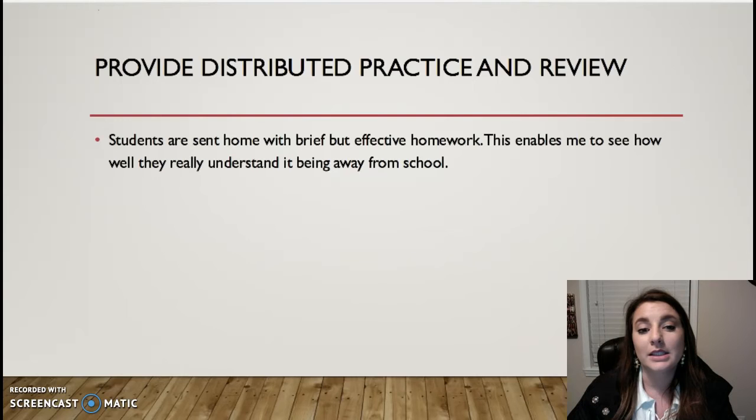This enables me to see how well they understand it being away from school, where they're not able to just come up and say, Ms. Boland, I need help with this stage, I need help with this part. This really enables me to see how they can do it completely independently. Also, when I say homework, it can be anywhere from 5, 6, 7 problems. It's not an overload. It's to see the progress they've made and to see how they can do it at home.